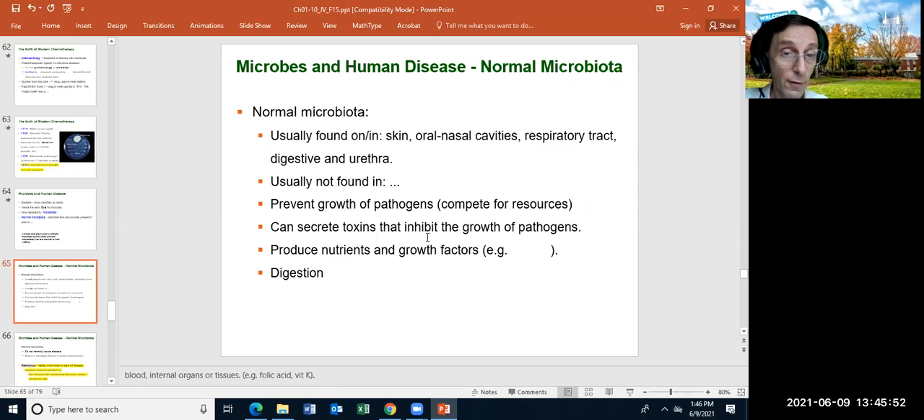Some of the normal microbiota produce nutrients and growth factors for us. For example, humans get a significant amount of folic acid and vitamin K from our normal microbiota. And then our normal microbiota also help us in digestion. E. coli helps us digest our food.